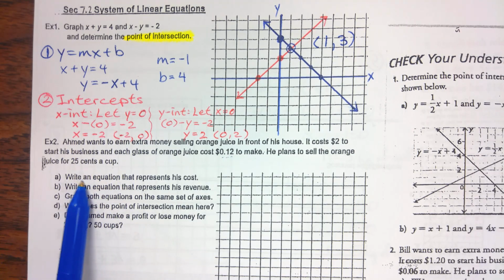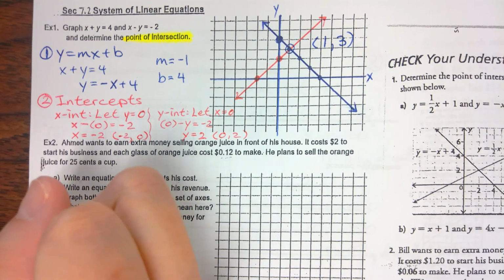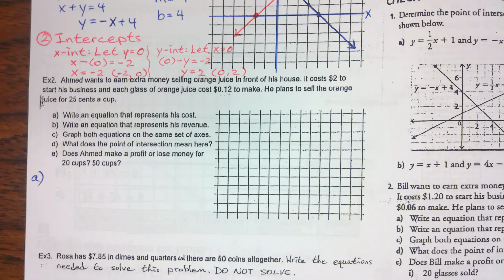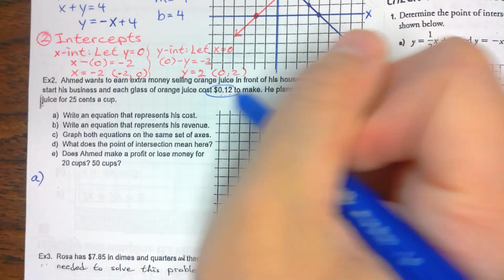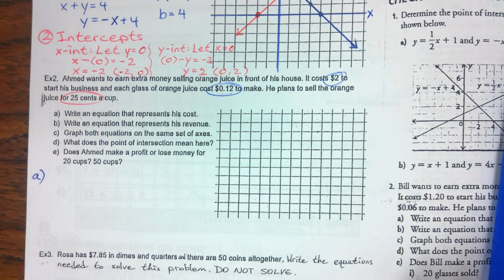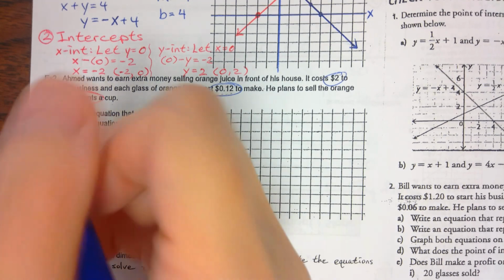Okay, so first, write an equation that represents his costs. So to run his business, what's the equation to run his business? We have the 2, we have the 12 cents, and we have the 25 cents. Right? To get his business going, how much is it going to cost him? Nicolin?